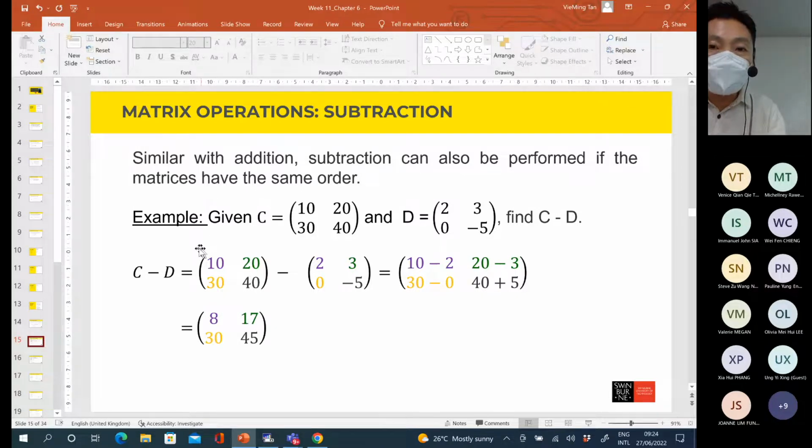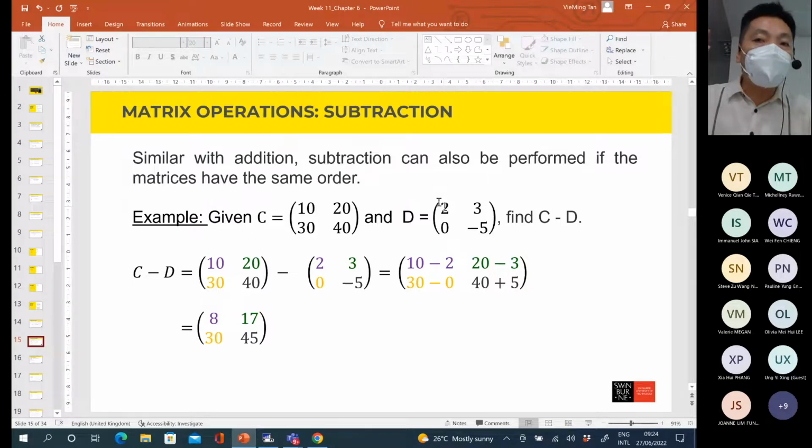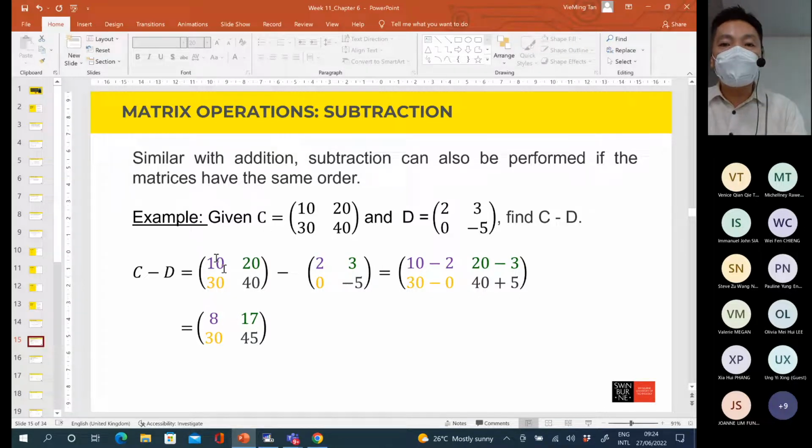We take the front matrix minus the matrix at the back, depending on the question. If C is in front, that means we put C in front, followed by D. How to subtract them? We subtract based on the location of the element. 10 can be subtracted with the other, because these two elements are in the position of row number 1 and column number 1. So we use 10 minus 2. Make sure that you use the element from the C matrix minus the element from the D matrix in order to solve the problem.